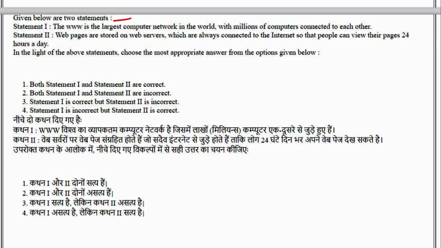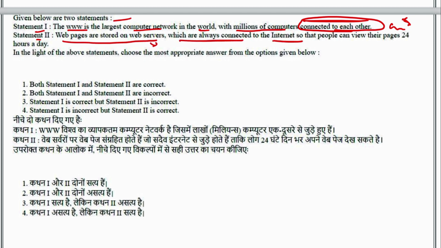Next is 83. Given below are two statements. Statement 1 is WWW is the largest computer network in the world with millions of computers connected to each other. No, computers are not connected to each other. Computers are connected to a server. Statement 2 is web pages are stored on the web servers, that is correct, which are always connected to the internet so that people can view their pages 24 hours a day. It is correct. So 1 is incorrect, 2 is correct, 4 is the answer.